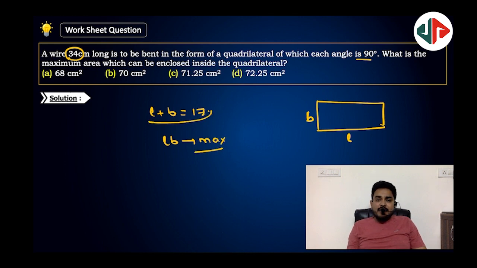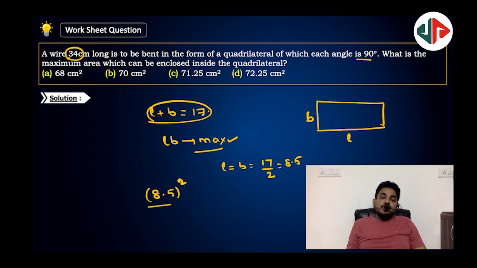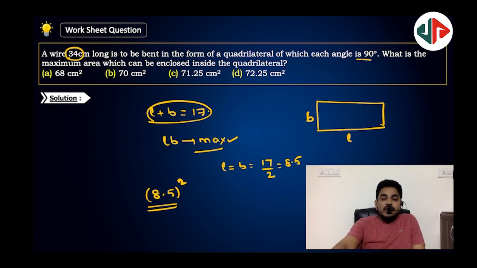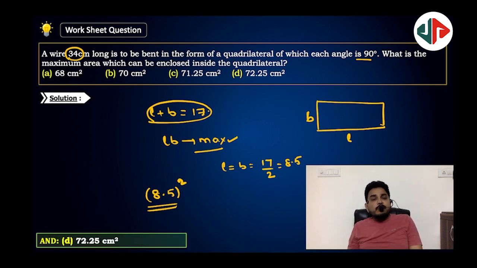So when the sum is given, the product is maximum when the terms are equal. So L is equal to B is equal to 17 by 2. That means 8.5. So what is the area? That is 8.5 whole square, which should be the area for this question. So what is 8.5 whole square? That is going to be 72.25.